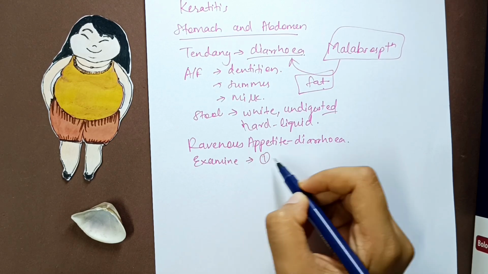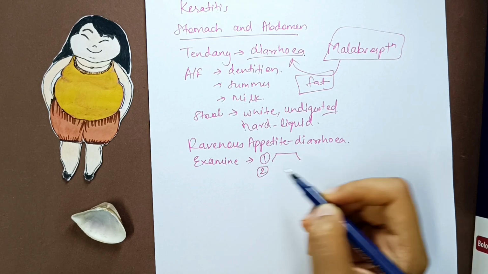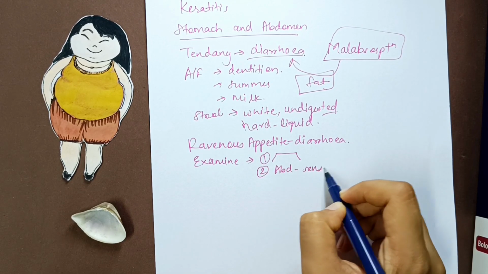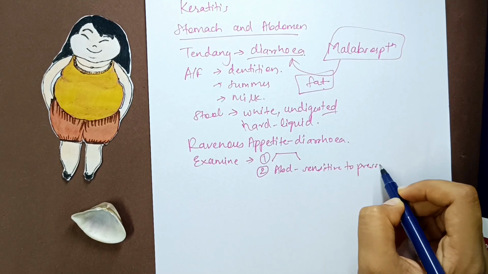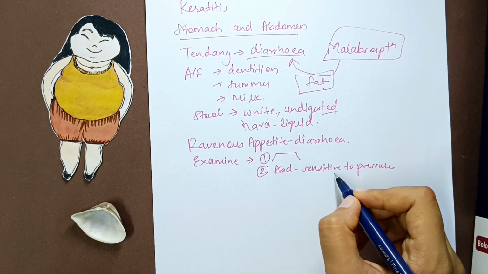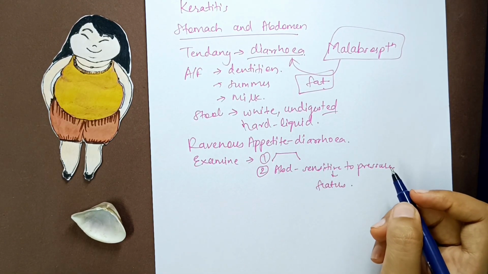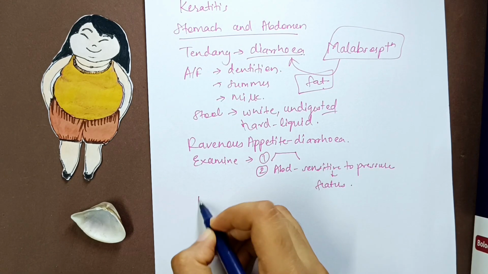First, that there will be an inverted saucer shaped stomach, and then second, that there will be the abdomen which will be sensitive to pressure. And that will be because of the accumulation of flatus, right? Then we went ahead to talk about the abdomen related symptoms.